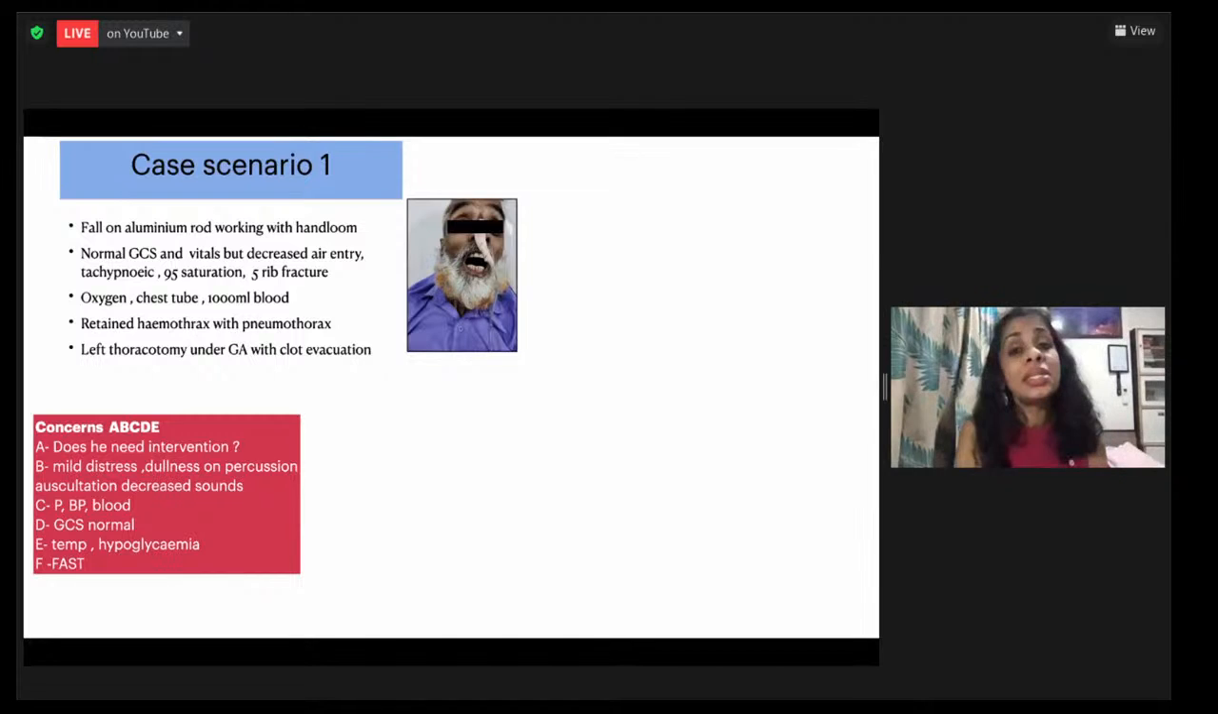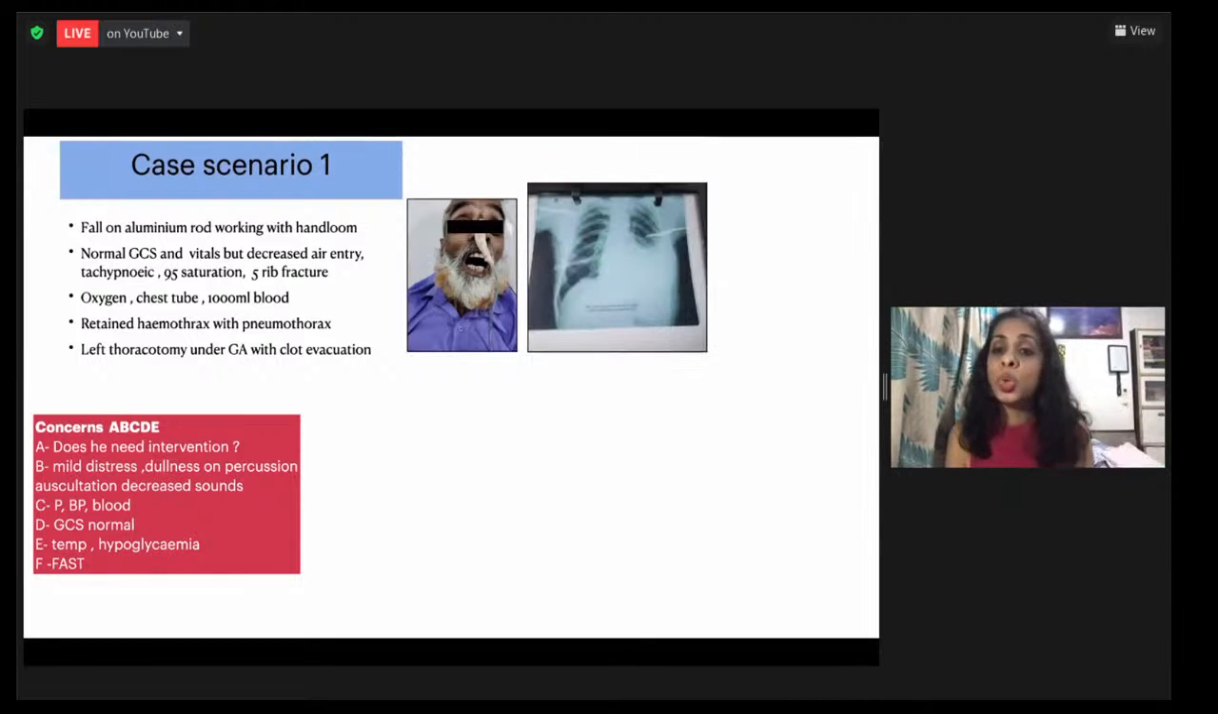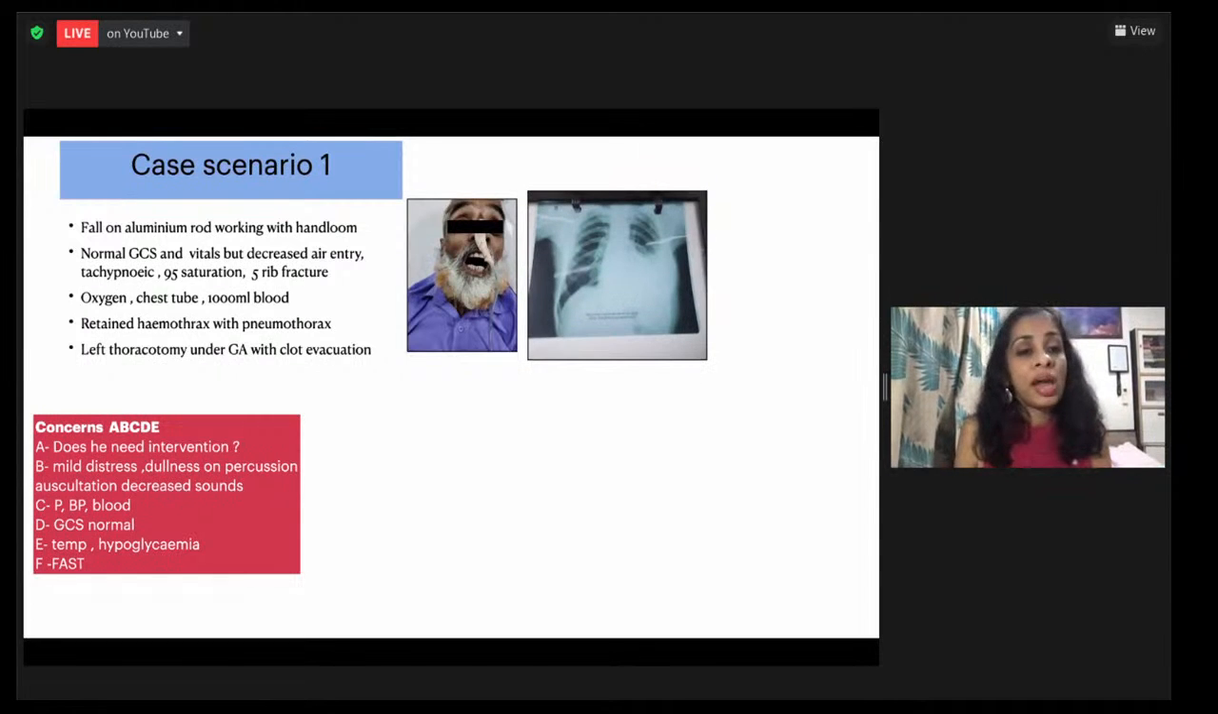This was a gentleman who came with a fall on an aluminum rod. He was working in a handloom factory. If you see the ABCDE, he came with a normal GCS. He had normal vitals, but his air entry was decreased and he was desaturating. We did an X-ray, and the X-ray showed a hemothorax. Immediately oxygen was given, chest tube inserted, 1000 ml drain. He was resuscitated well, and he was sent to the ward.